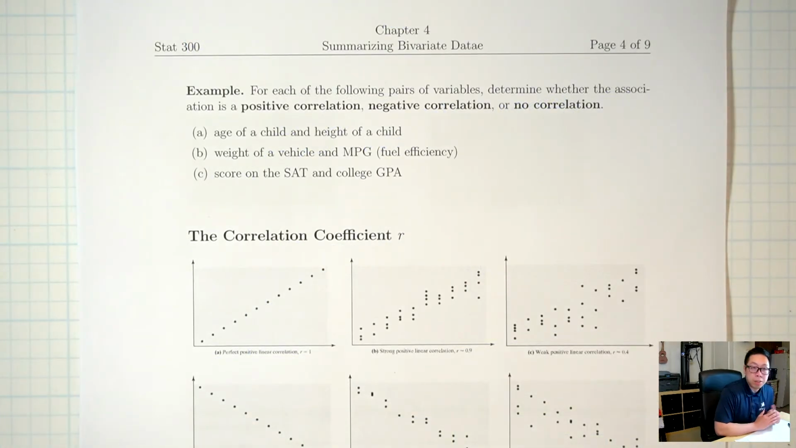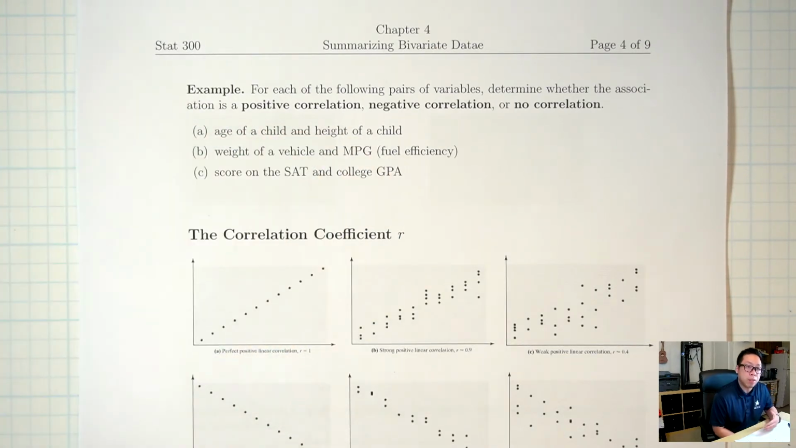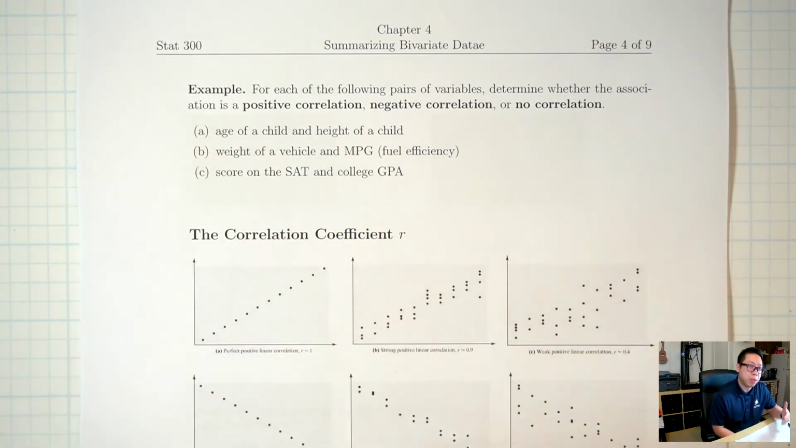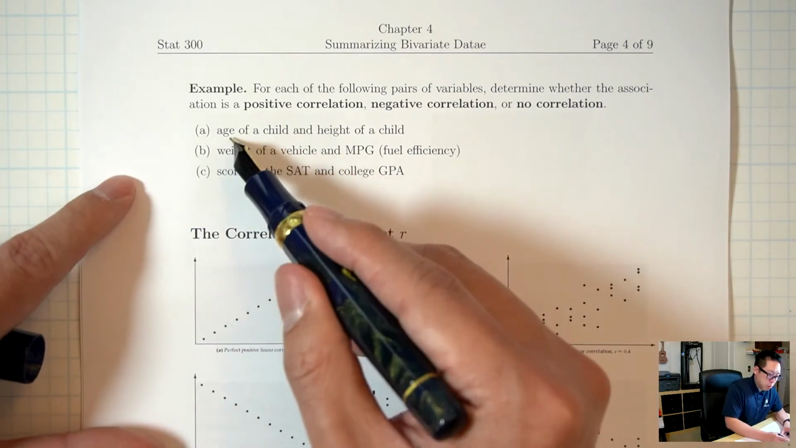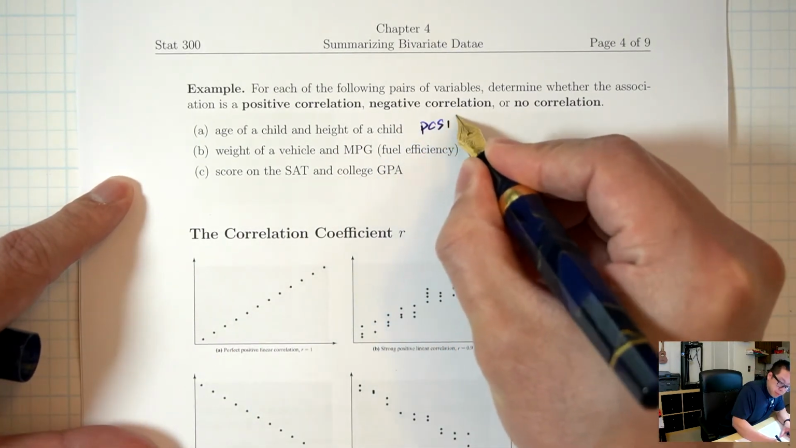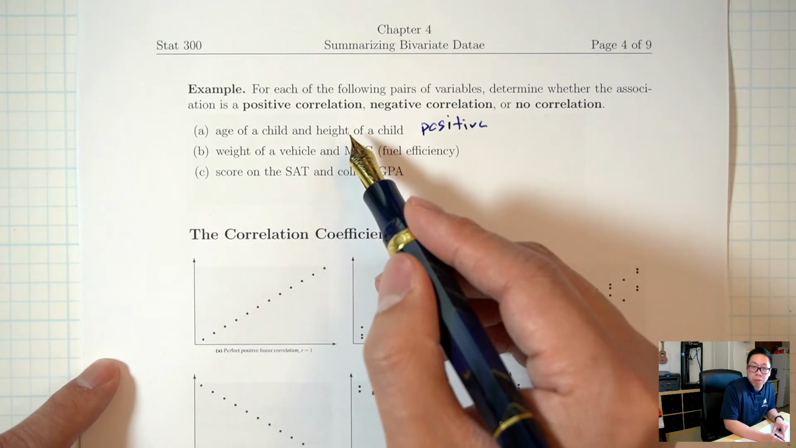Okay, let's practice using this new vocabulary. For each of the following pairs of variables, determine whether the association is a positive correlation, negative correlation, or no correlation. Part A, age of a child and the height of a child. As the child gets older, do we expect their height to increase or decrease? Probably increase, right? Because as a child gets older, we expect them to get taller. So this is going to be positive, because if one variable increases, we expect the other one to also increase.